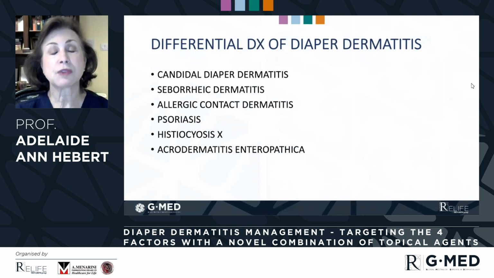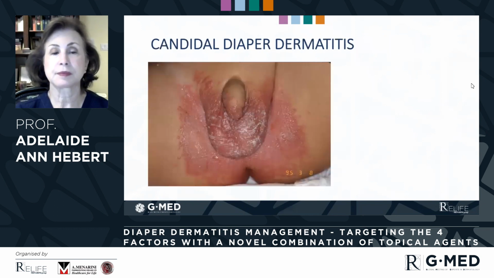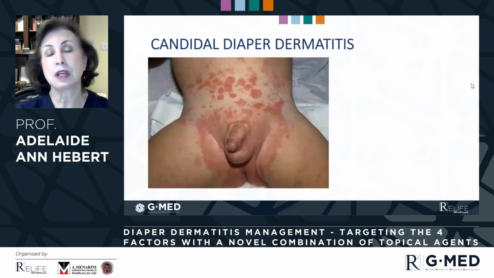There is a large differential diagnosis of diaper dermatitis, including candidal diaper dermatitis, seborrheic dermatitis, and other entities. I'll illustrate these differential clinical pictures for you in slides that follow. Here we have candidal diaper dermatitis with characteristic erythema and a few satellite lesions. Here is another example where it's less red but has more satellite lesions.